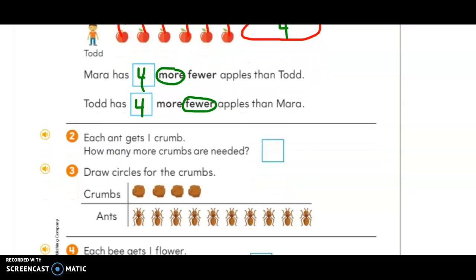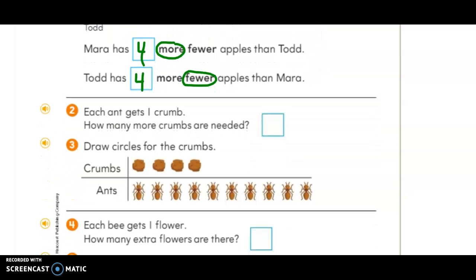Okay. Let's practice with number 2 and number 3. They go together. Each ant gets 1 crumb. How many more crumbs are needed? Okay, so let's do the same again. Same, same, same, same. Now draw the oval. This is where the difference is. Okay, let's count how many more crumbs do the ants need. 1, 2, 3, 4, 5, 6. We're going to put a 6 inside this oval because that's the difference. Okay, we need 6 more crumbs.